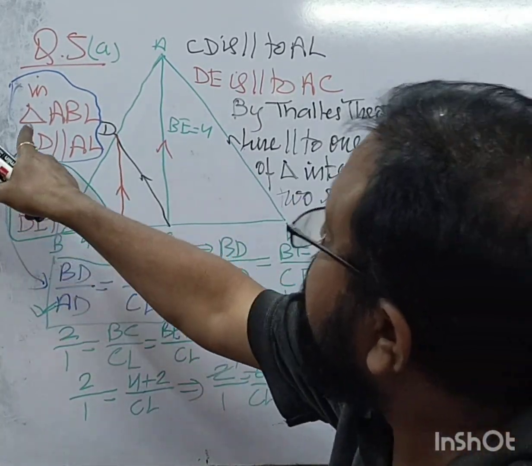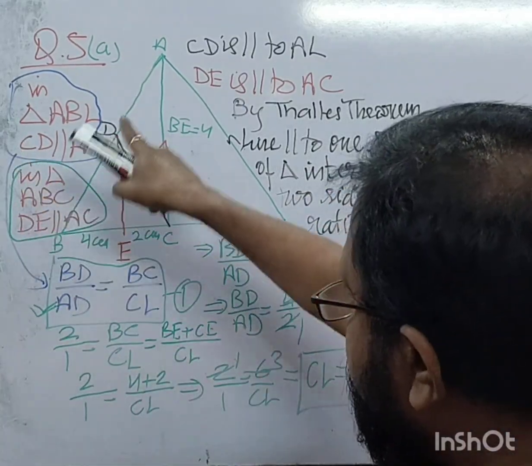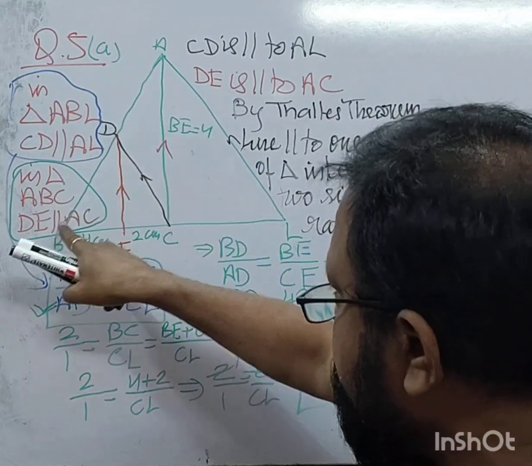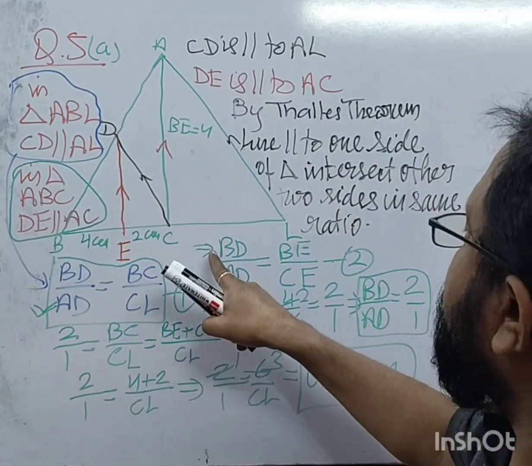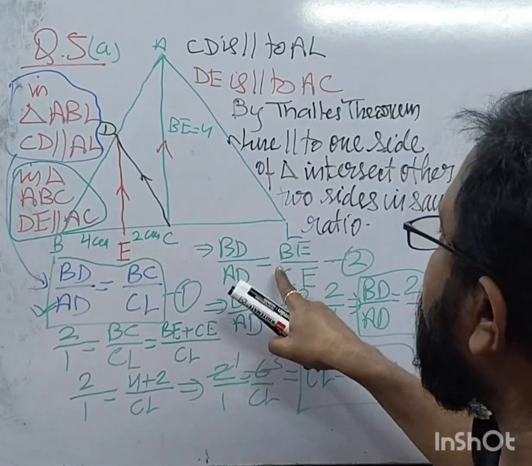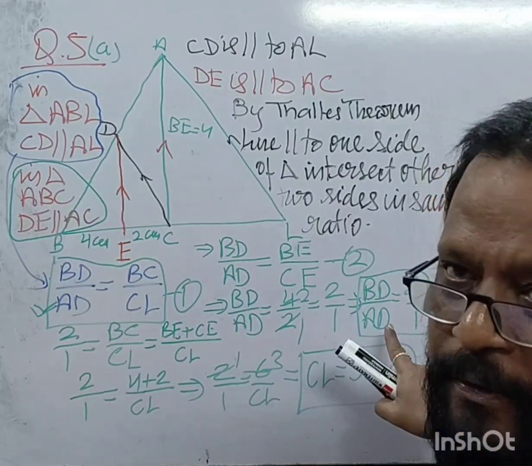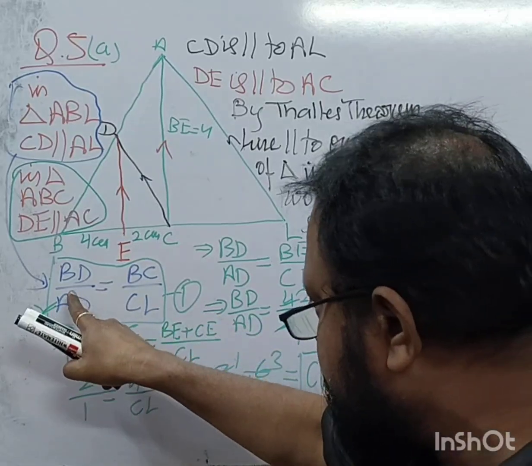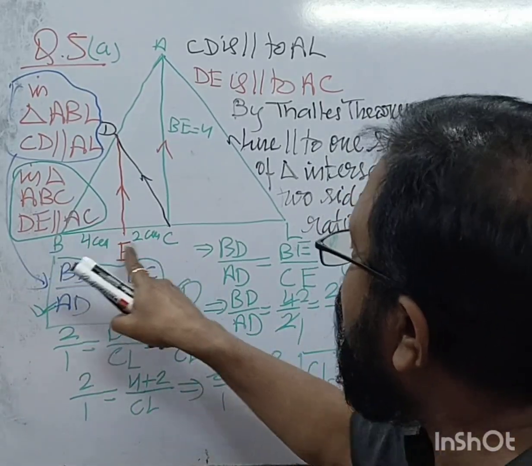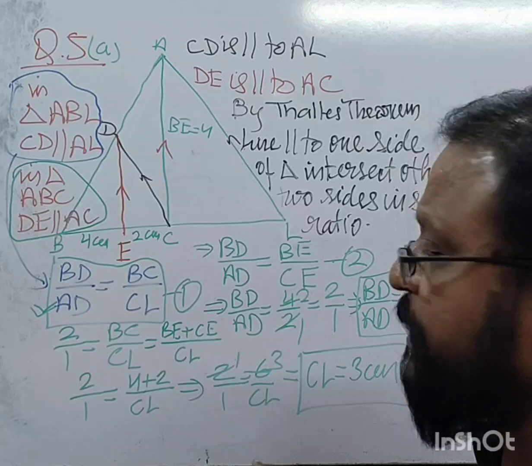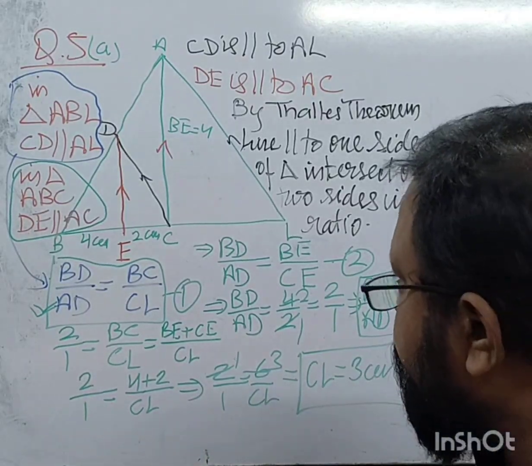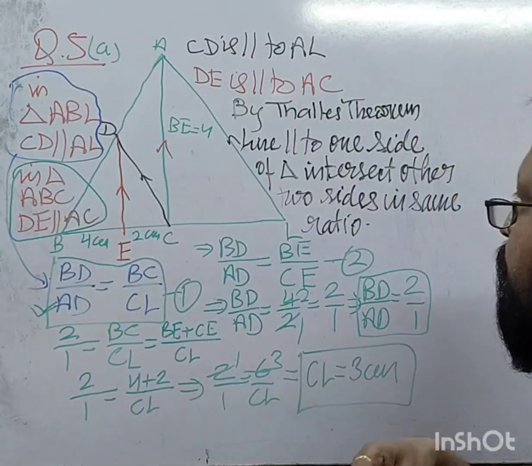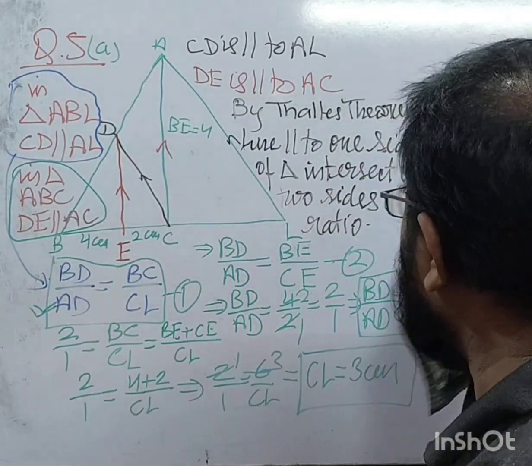By Thales theorem, we applied in this triangle ABL, then we get this relation. If we apply in this triangle, then we get this relation. Here we put BE and CE, we know that, so we get the relation of BD and AD. Then you put the BD AD relation here, and BC you can find out by adding these two. So you get the CL. This was question number 5, part A. Okay, now come to the next question.